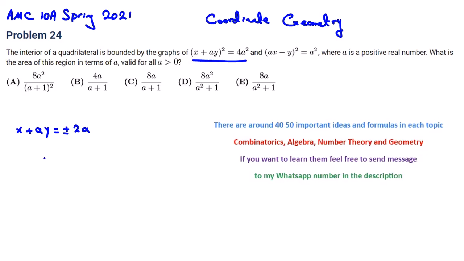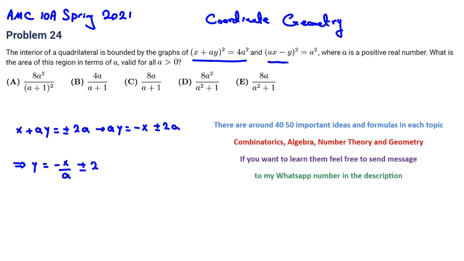And the lines are what? We can say ay equals negative x plus minus 2a, and we can conclude y equals negative x over a plus minus 2. And a is not 0. The problem says for a positive.